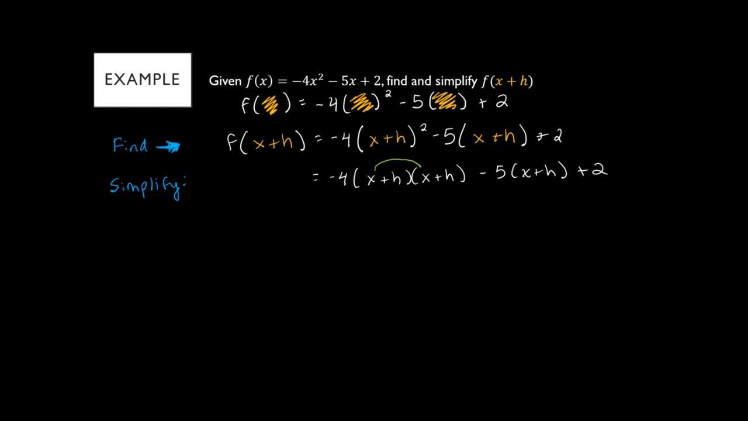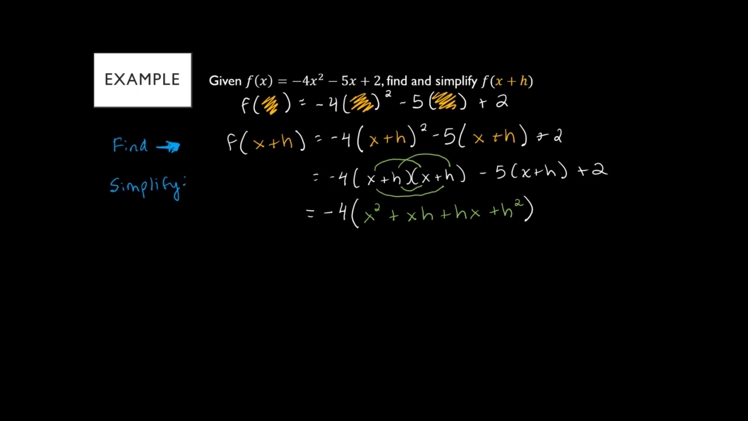So we're going to multiply the x times x, and we still have that 4 in front. So I've got my -4, and then in parentheses, x times x is x squared, and then x times h, which is literally xh, h times x, and then h times h. It does look kind of long and messy.